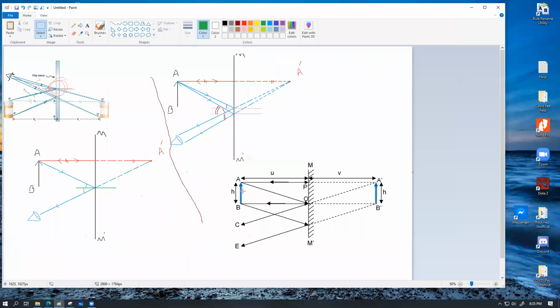Here is the object AB. MM prime is the mirror. And A is being drawn at A prime, keeping U and V equal. So this was the initial line. You see, there's an arrow over here.